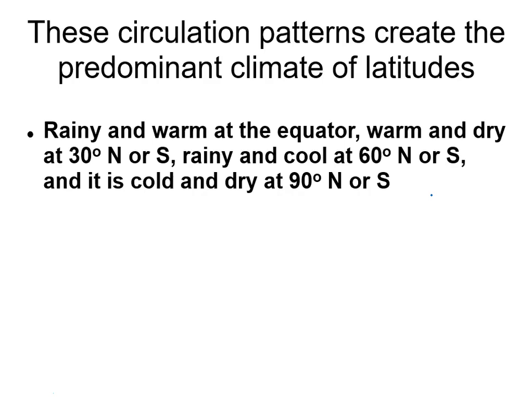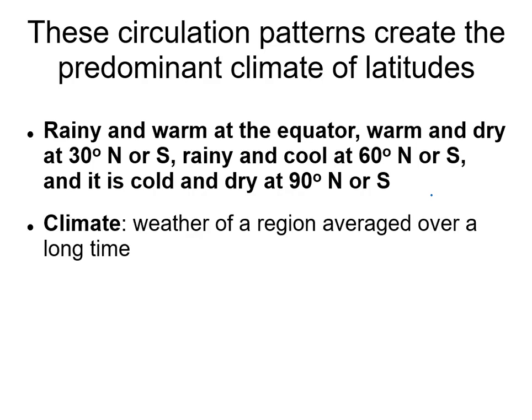Okay. So it's these circulation patterns that create the predominant climate of latitudes. So it's rainy and warm at the equator, it's warm and dry at 30 degrees north or south, it's rainy and cool at 60 degrees north or south, and it is cold and dry at 90 degrees north or south. What that means when it says dry is that it doesn't rain very often. It has a very low amount of precipitation throughout the year, at both 30 degrees and 90 degrees.